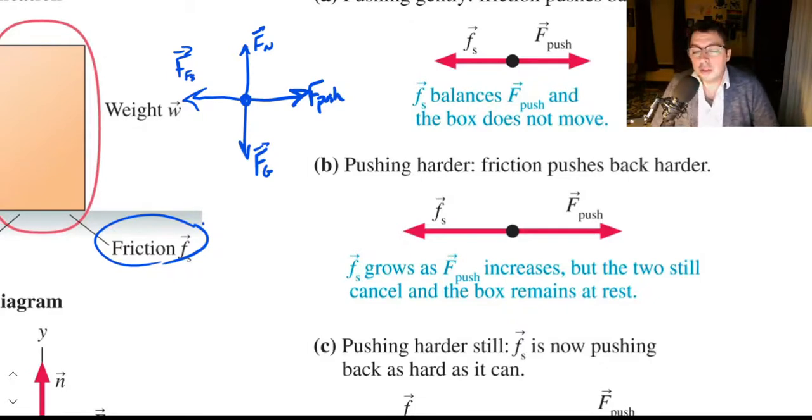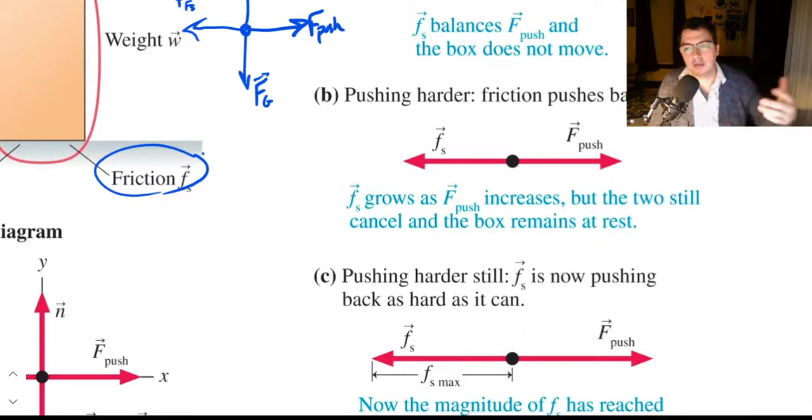And then if we push hard enough to just get the box to start moving, we actually reach what's called the maximum static friction force, which is that breaking point where the box is just going to begin to move. That'll be the maximum force possible from this static friction.